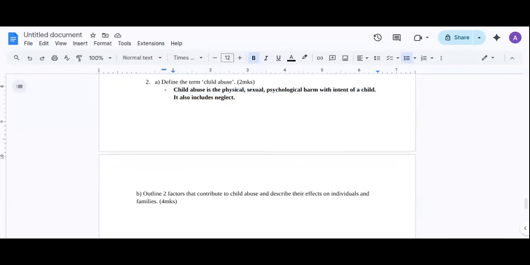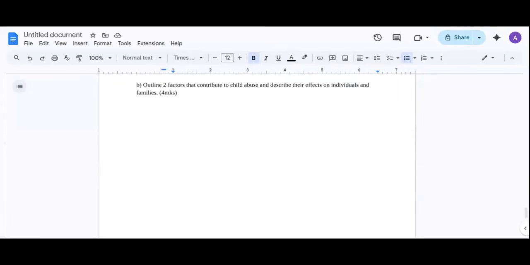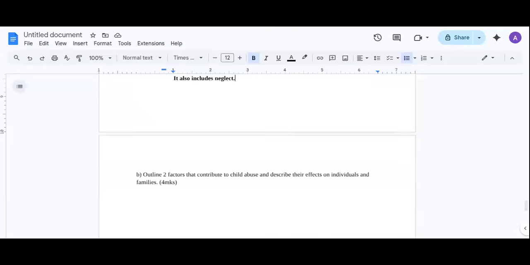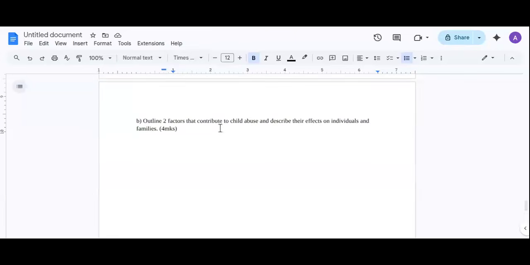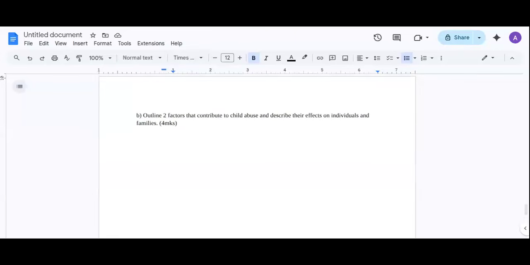Outline 2 factors that contribute to child abuse and describe their effects on individuals and families. 4 marks, so that means your 2 factors, 1 mark each, and their effects on individuals and the family, 1 mark each. So that is your 4 marks. So we can talk about it. Outline 2 factors that contribute to child abuse.